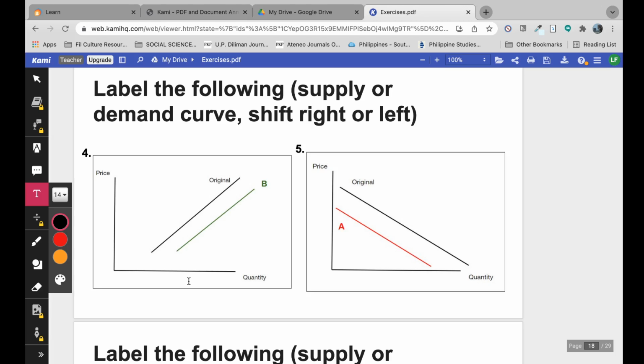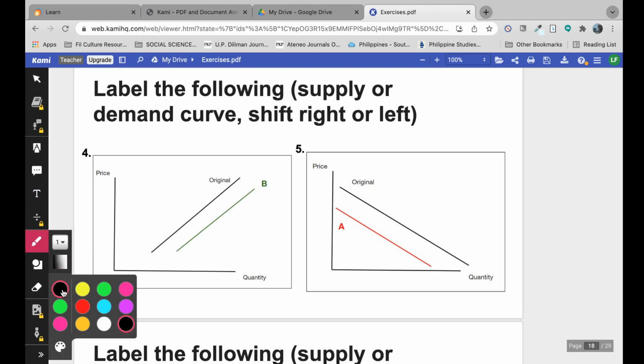Okay, sige. Ano nga yung na-learn natin sa law of demand and then sa law of supply? Okay, let's figure this out. First, here we see that our curve here is upward sloping. Pataas siya. Diba? So number 4, we can see that pumupunta siya sa taas. And then, for number 5, we could see that it is downward sloping. Pailalim siya. So if I were to use an arrow to illustrate this or to trace this, I'm gonna use pink for this one. Right?